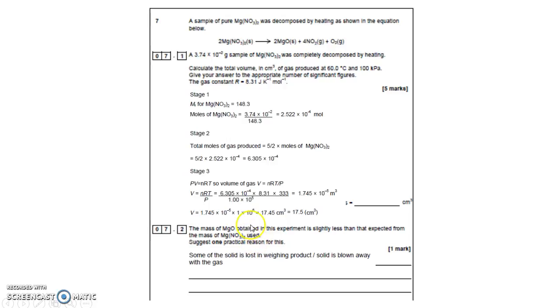Why is it less than the expected yield? Because some of the solid is lost somewhere along the way. You've lost some solid, that's why yield has been lowered.